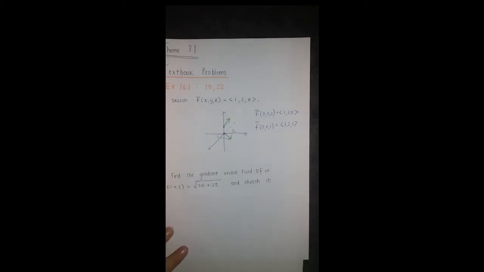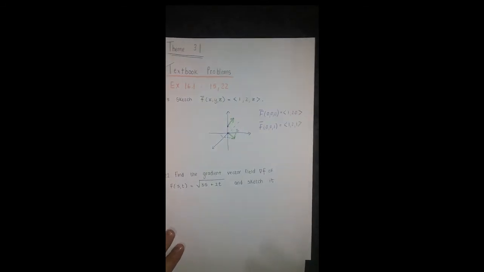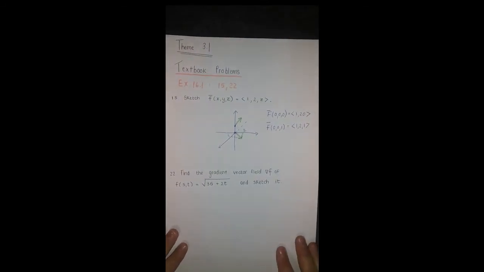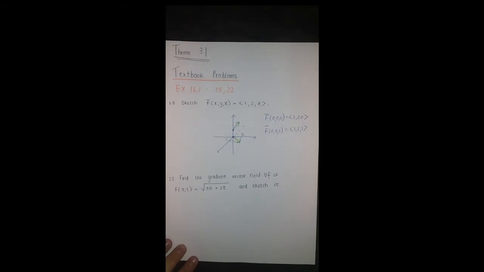So the next question asks, find the gradient vector field, del f, of this function and sketch it. So first, let's find the gradient vector field. So previously, in the theory session we had for theme 3.1, there was a recap on how to get the gradient vector field. Since this kind of integrates theme 1 work, you can just go check that out.